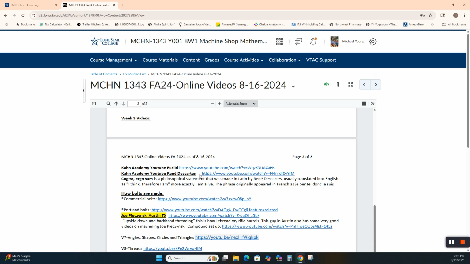Descartes, okay, who was a contemporary of Galileo, younger. And he's somewhat stated as the father of modern mathematics and philosophy. Cogito ergo sum. It's a philosophical statement that was made in Latin by René Descartes, usually translated into English, I think, therefore I am. But more exactly in the Latin, it means I think, therefore I am alive. Okay. Now, the phrase originally appeared in France, in French, as je pense donc je suis. Boy, doesn't that sound hoity-toity.